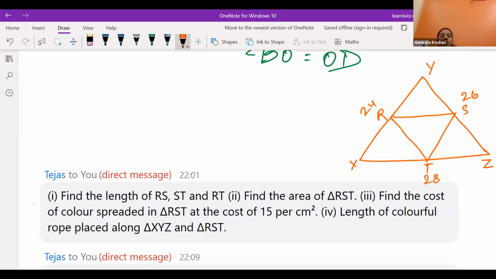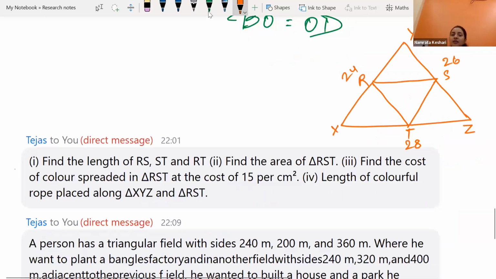In the question it was given that these are the midpoints. R is the midpoint of XY, T is the midpoint of XZ, S is the midpoint of YZ. Only this much we know. Now let's see what the question says. Find the length of RS, we have to find this length. ST, we also have to find this length. And RT. Then find the area of the triangle RST. So if we find the lengths, we can find the area.